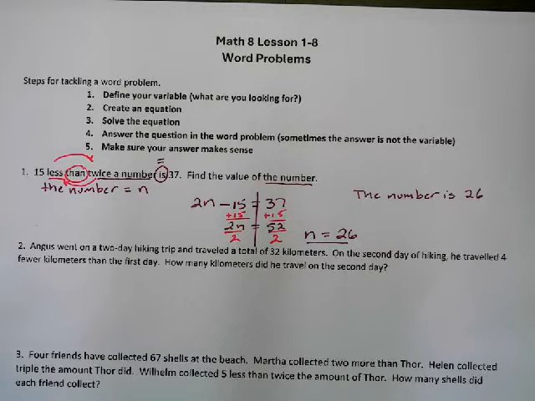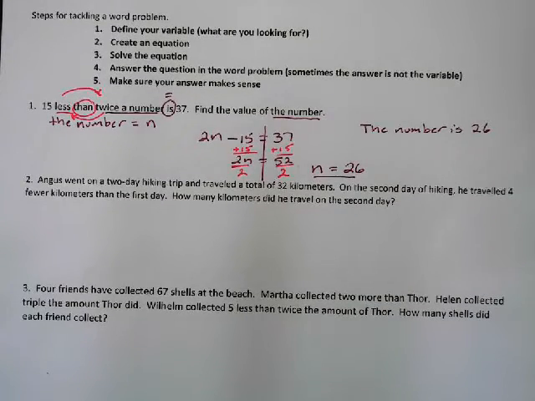Next problem. Angus went on a 2-day hiking trip and traveled a total of 32 kilometers. On the second day of hiking, he traveled 4 fewer kilometers than the first day. How many kilometers did he travel on the second day?